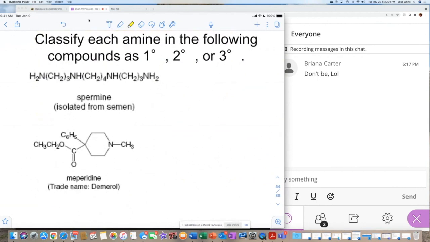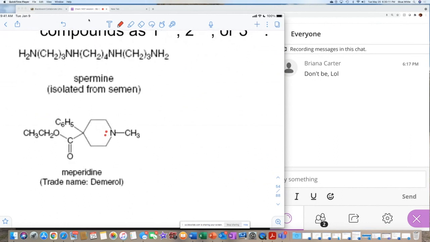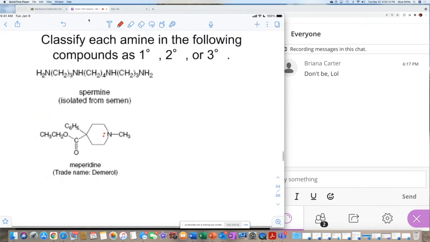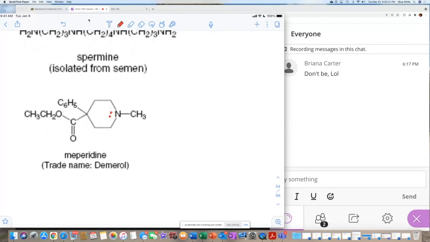Okay, so real quick with this one here, I guess I'll work on this one here first. In this here, I have a lone pair right here. So they're asking you, classify each amine in the following compounds as primary, secondary, or tertiary. Let me start with the easier one to identify. I have a nitrogen here, I have a carbon, I have a carbon, and a carbon. So I'm looking at the situation here, right?